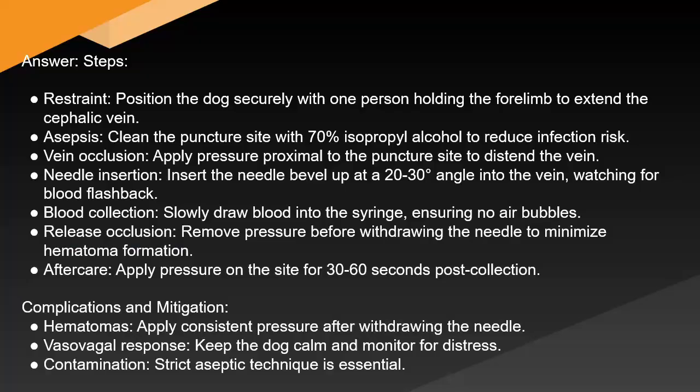Needle insertion. Insert the needle bevel up at a 20 to 30 degree angle into the vein, watching for blood flashback. Blood collection. Slowly draw blood into the syringe, ensuring no air bubbles. Release occlusion. Remove pressure before withdrawing the needle to minimize hematoma formation. Aftercare. Apply pressure on the site for 30 to 60 seconds post-collection.